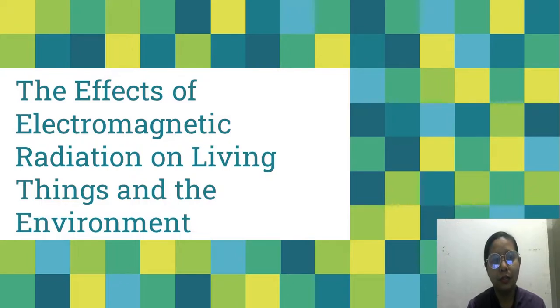So we have radio waves for telecommunication, microwaves for cooking, infrared rays for camera autofocusing, visible light for phototherapy and optic fibers, and also we have UV light for sterilization. We also have the X-rays and gamma rays for medical treatment and medical purposes. So today we will discuss the effects of electromagnetic radiation on living things and the environment.